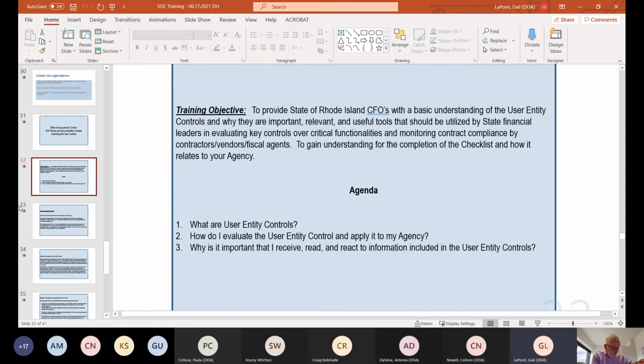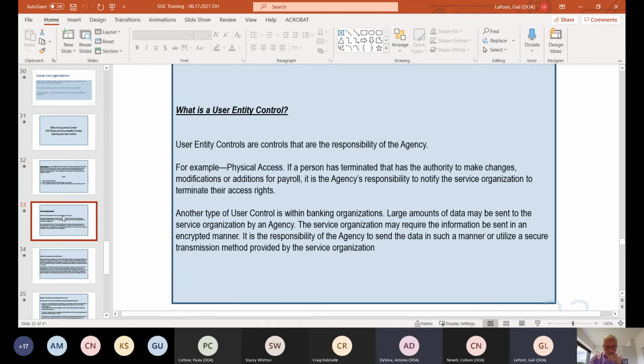So we're going to go over what user controls are, how I evaluate them, how they apply to my agency, and lastly, why it is important that you receive it, read it, and react to the information on a timely basis. First off, the user entity controls are controls that are the responsibility of the agency.